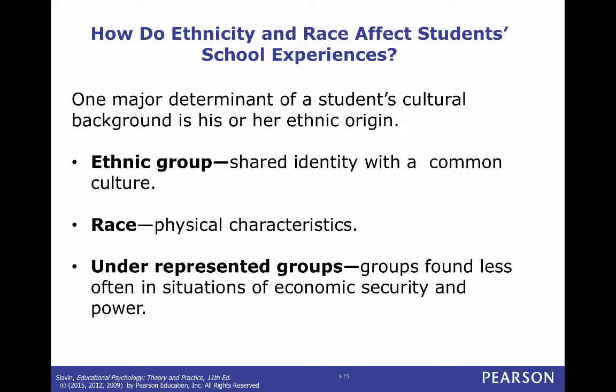Most of the children that have difficulty in school come from the underrepresented groups, and they're the groups that are found less often in situations of economic security and power. So they don't have the power that comes with wealth and the security that comes with wealth. So they can't just go out and get their kid a tutor, or they can't just go out and take their kid to a museum, because they don't have that kind of economic security.